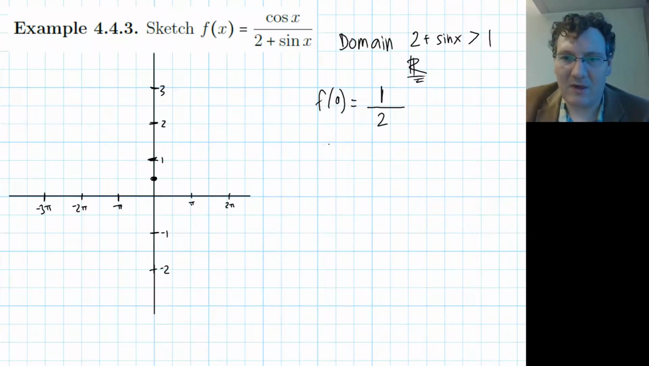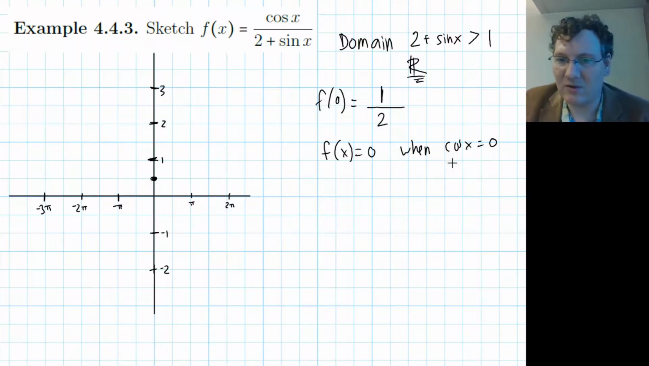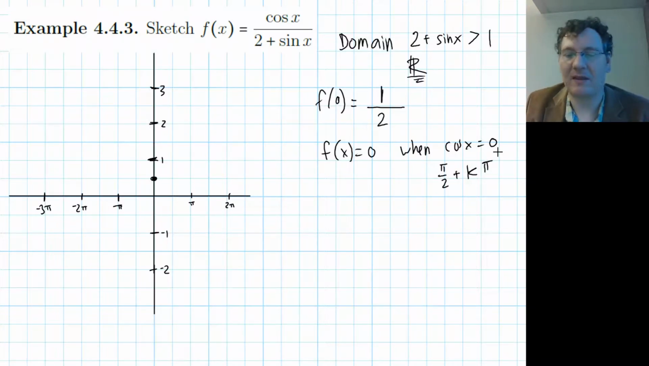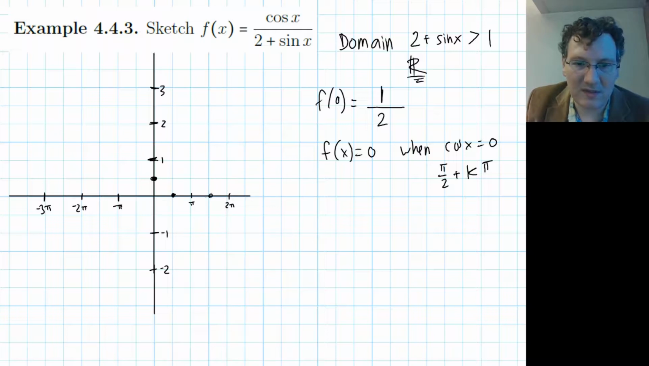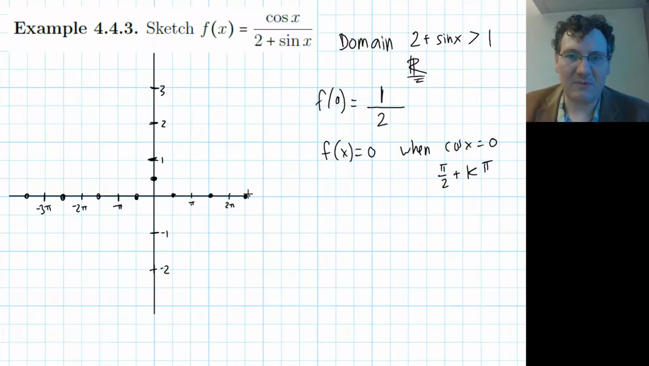Now f of x is equal to 0 when and only when the cosine of x equals 0. And the cosine of x is equal to 0 at pi over 2 plus k pi. So at pi over 2, then 3 pi over 2, and so forth. So we have a bunch of points where this thing intersects the x-axis. All right. Now this thing just keeps oscillating, so there's no limit. There are no asymptotes. So let's take the first derivative and see when the first derivative is ever going to be equal to 0.